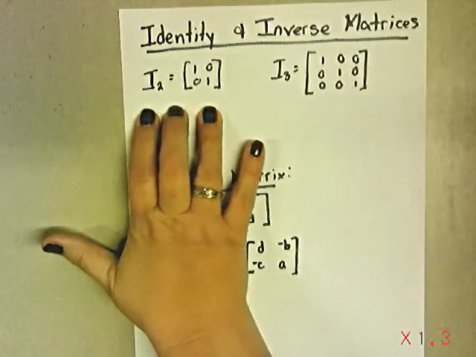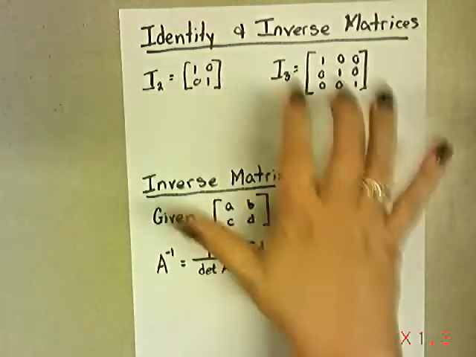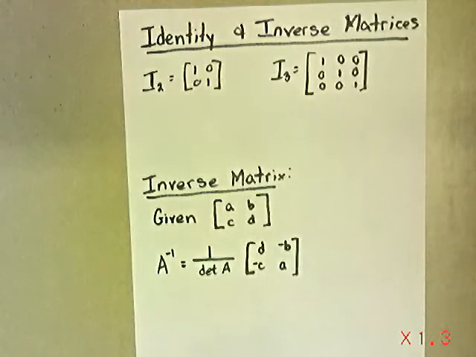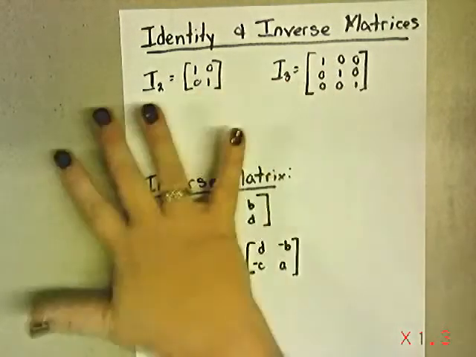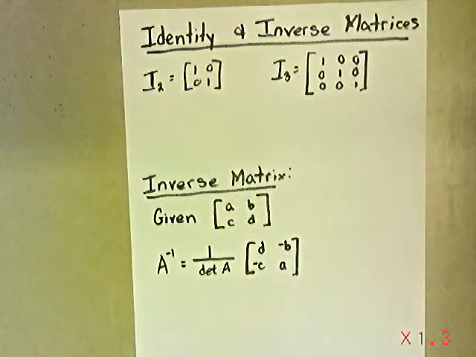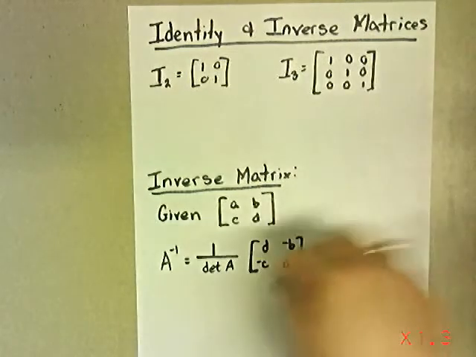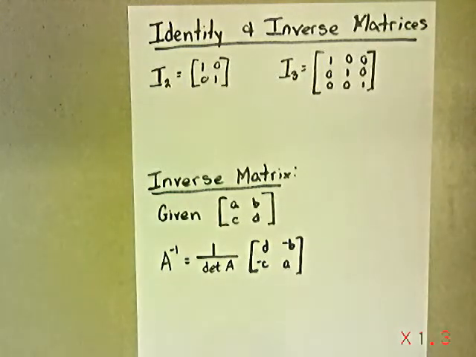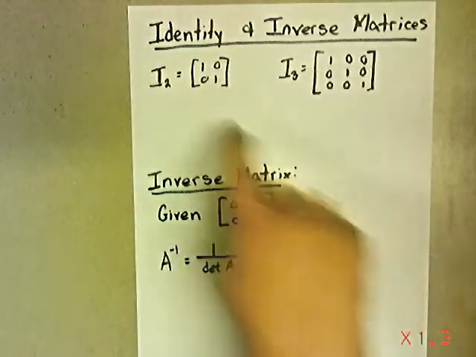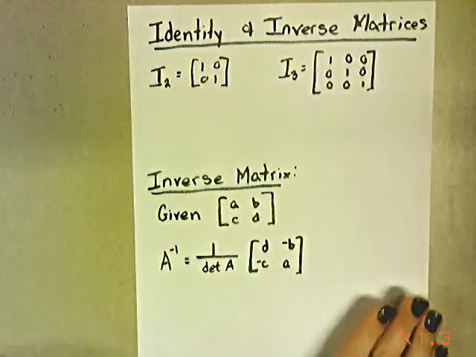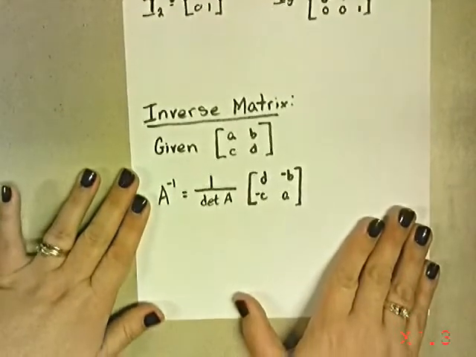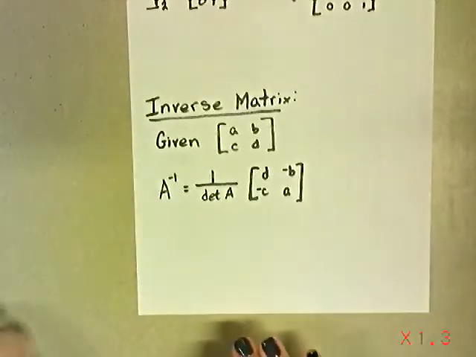So this is an identity matrix of a 2 by 2. This is an identity matrix of a 3 by 3. So again, not going to be tested over that, but some people ask, where does this inverse matrix come from? That's where it comes from. Finding the matrix that when you multiply it by the original one, you end up with the identity matrix. Okay, so let's go on to inverse matrices.